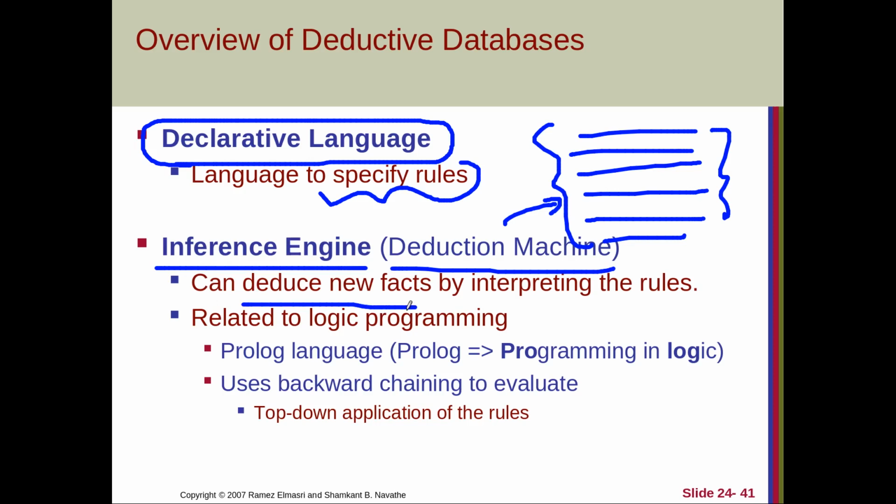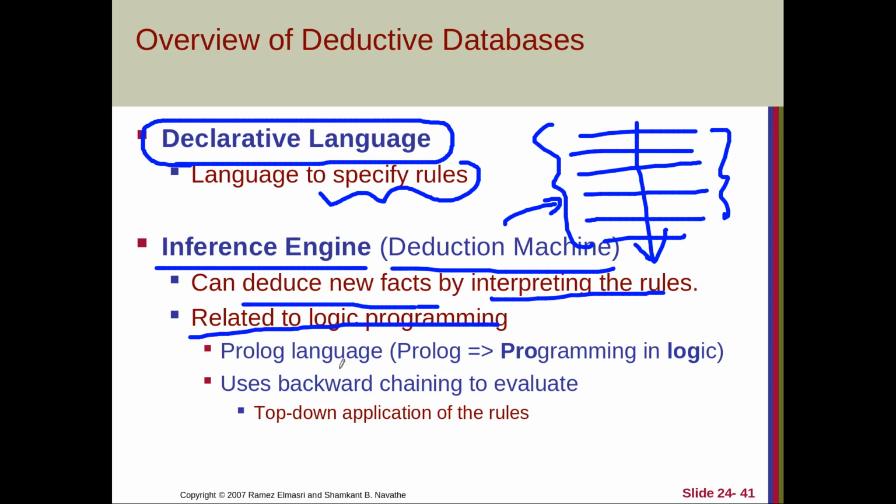Deduce means it can produce a new fact or a number of new facts by interpreting the already existing rules. So first of all, we specify rules. Second, by using the inference engine, we can deduce new facts from the available set of rules, by interpreting the different rules that are already available. This inference engine or deduction machine is related to logic programming.